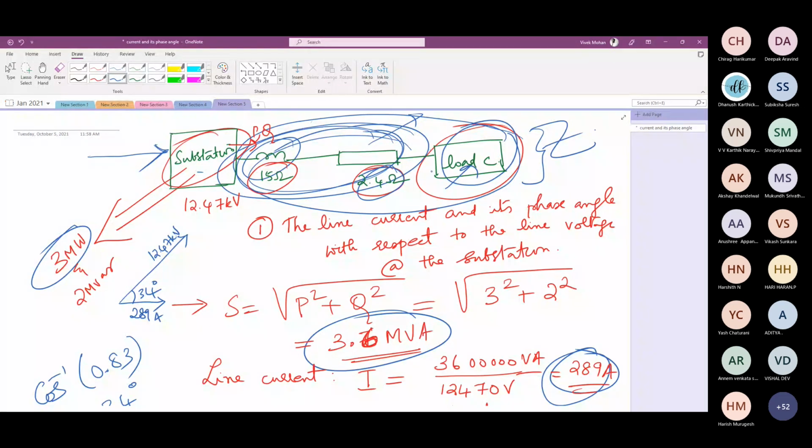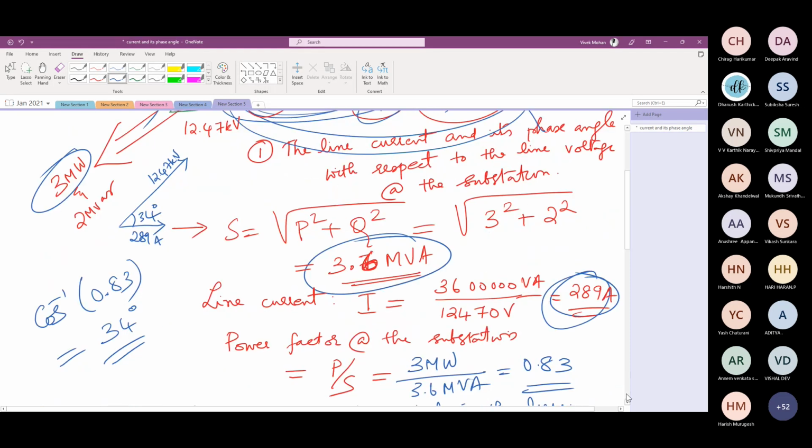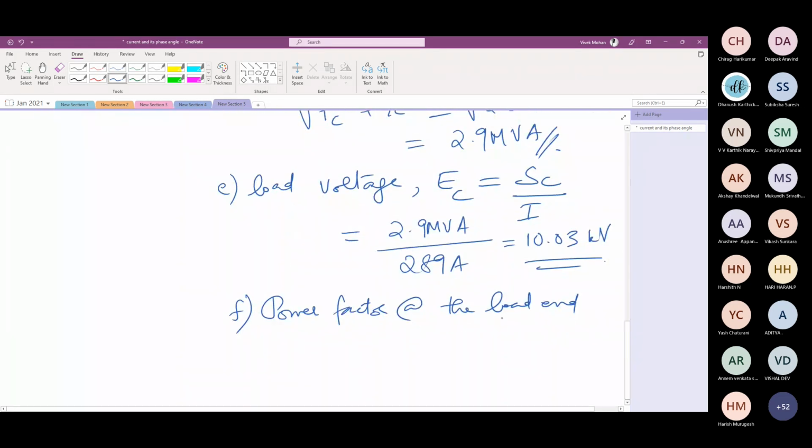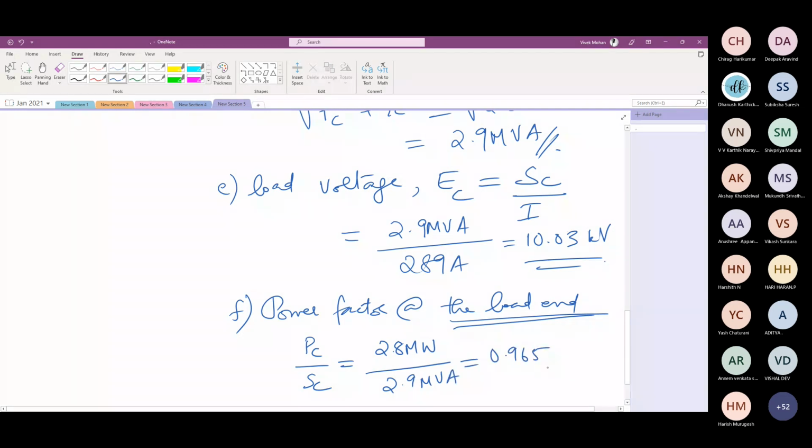So it is important to find the power factor of the load. Power factor is always defined from the load side, but when you view from the substation side, the whole impedance, including the line impedance, will come into the picture while calculating the power factor. But here you are asked to find the power factor at the load end only. So PC by SC, C is your load, which is equal to 2.8 megawatts divided by 2.9 MVA, which is equal to 0.965.